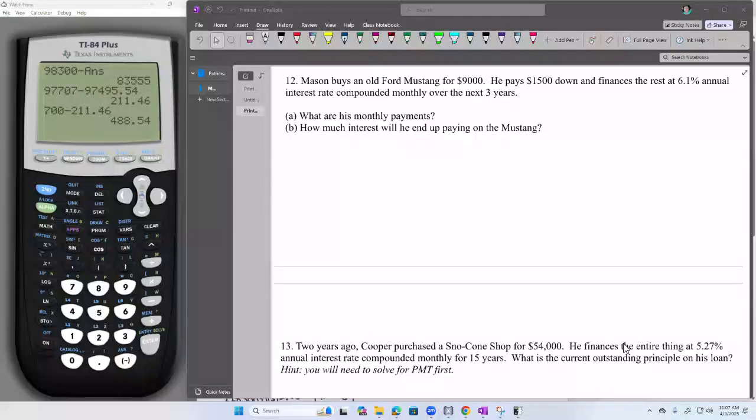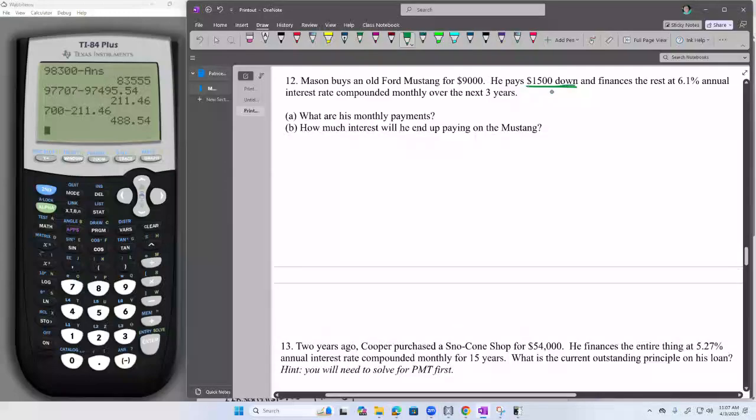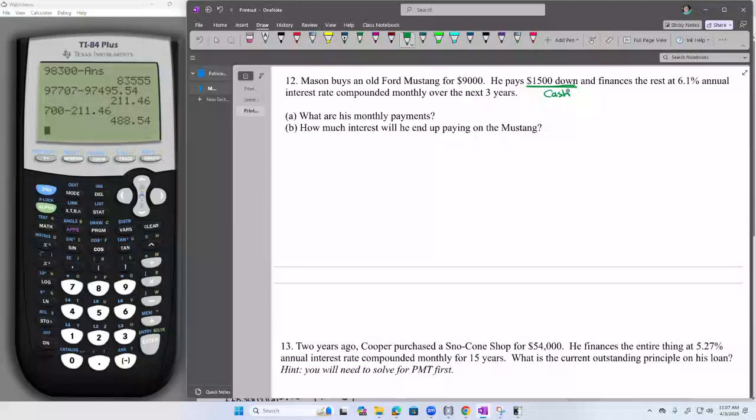So number 12, Mason buys an old Ford Mustang for $9,000. He pays $1,500 down, so that's important. That is cash, that does not go in your calculator ever. So whenever you have a down payment, the first thing you do is figure out what the loan was. If he paid $1,500 down, but it cost $9,000, then $9,000 minus $1,500 is how much he paid down on this car. So that would be $7,500. Okay. So that's our loan amount.